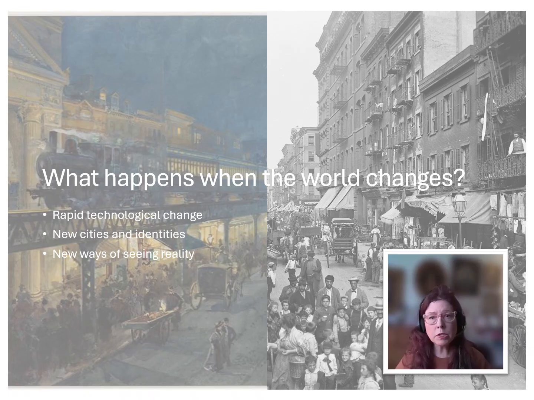And then we get to the most important idea. You have new ways of seeing reality, because when your environment changes this dramatically, you don't just live differently. You start to perceive and see things differently. You notice movement, you notice light, you notice moments instead of permanence. And that shift in perception is exactly what drives everything we are about to explore.